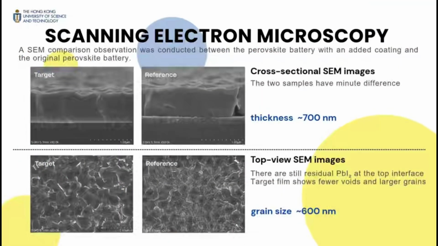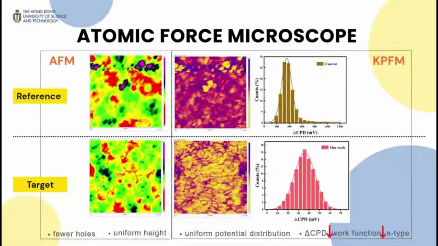First, the morphology. Cross-section SEM shows that both reference and target devices have a perovskite thickness of about 700 nanometers, with only minute differences in overall stacking. However, the top view SEM reveals that the target film has fewer voids and noticeably larger grains, indicating better surface coverage. AFM further confirms a smoother and more uniform top surface, while KPFM mapping shows a more homogeneous surface potential distribution for the target sample.